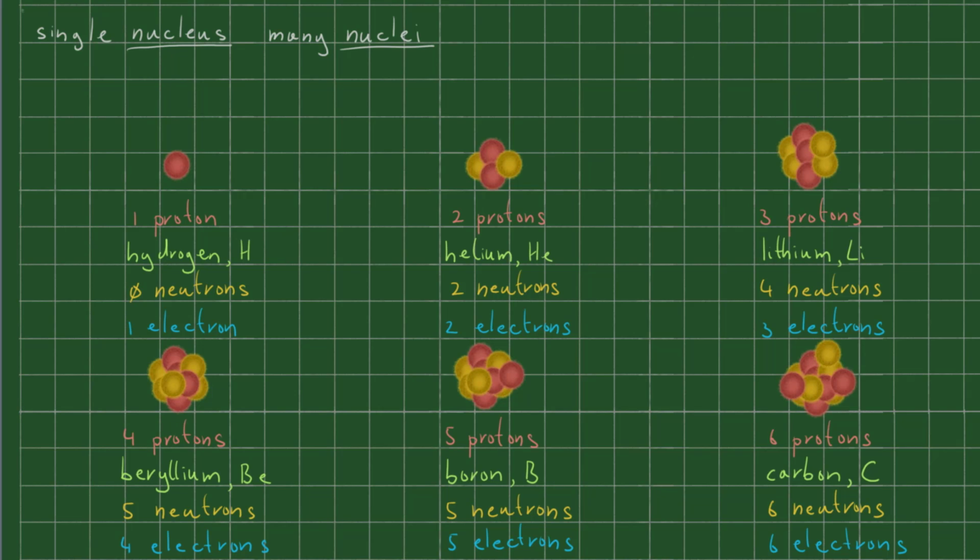In summary, an atom is made up of a nucleus and an electron cloud. The nucleus is made up of protons and neutrons. The number of protons will determine the identity of the atom. The number of neutrons and electrons may change, but in a neutral atom, the number of protons is the same as the number of electrons. We will explore this more in future videos.